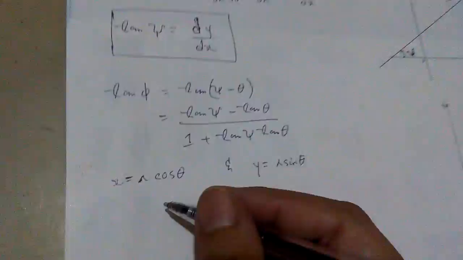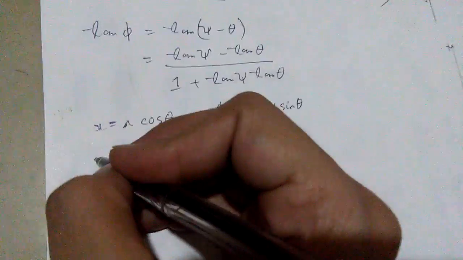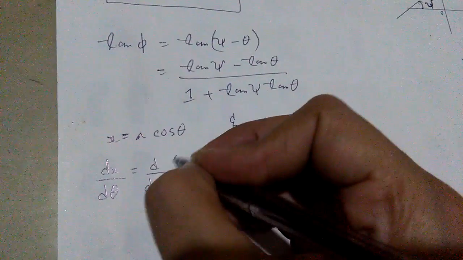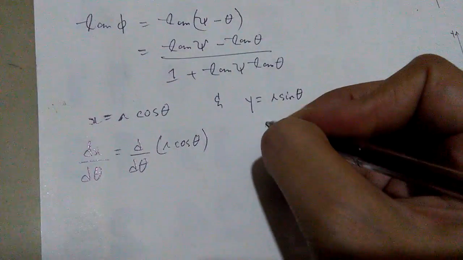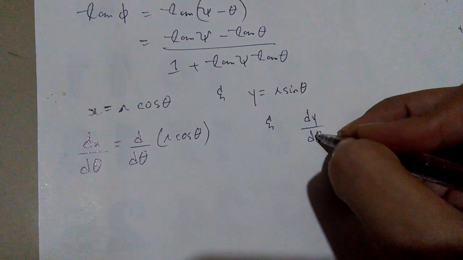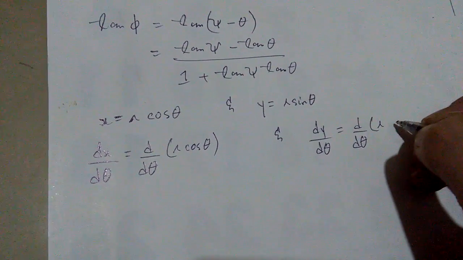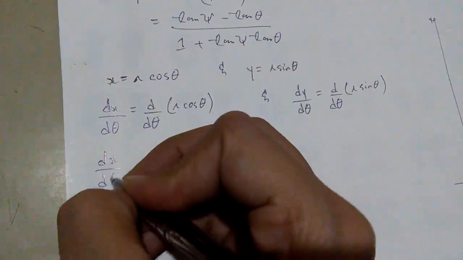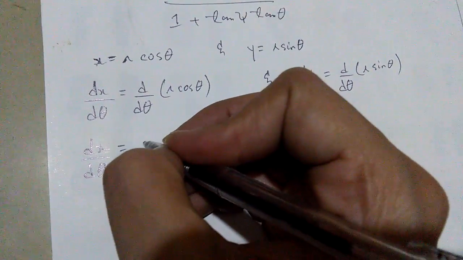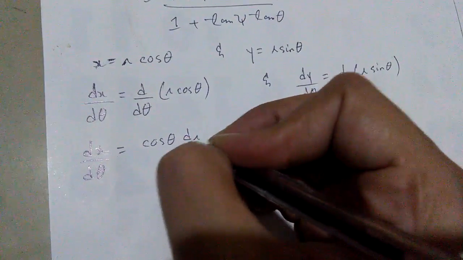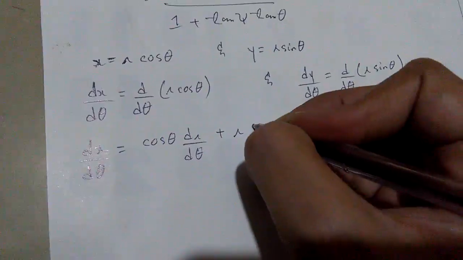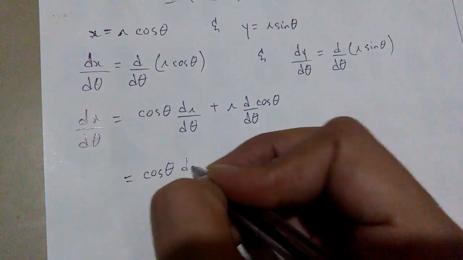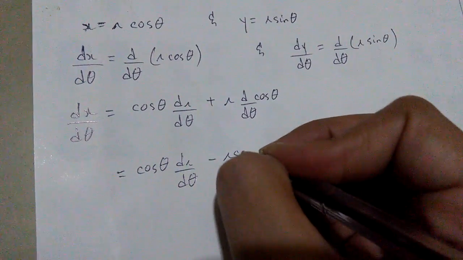Okay, now we are going to differentiate both these equations with respect to theta. So once we differentiate, here we are going to use the formula for the product of functions. Okay, the formula of u into v, that's what we conventionally use. So it is going to be v times the derivative of u plus u times the derivative of v, like this. So it is going to give me cos theta dr by d theta minus r sine theta.